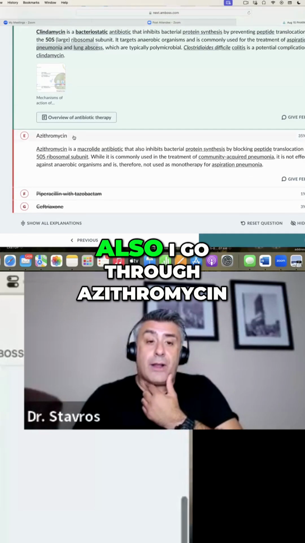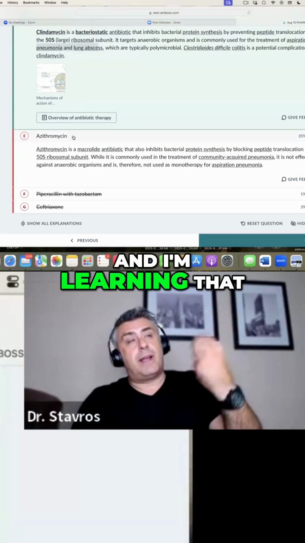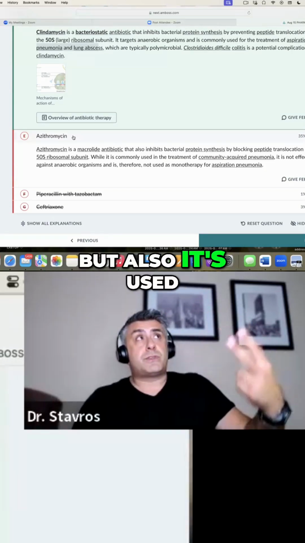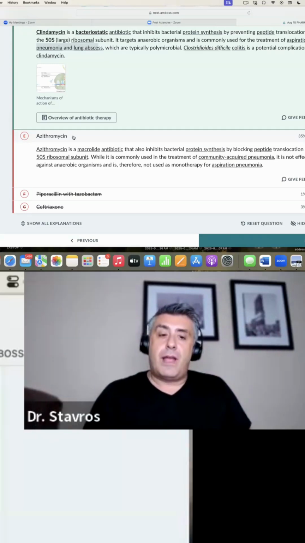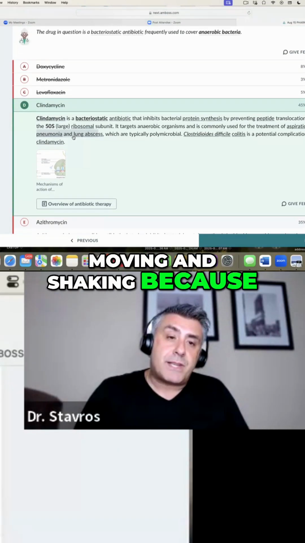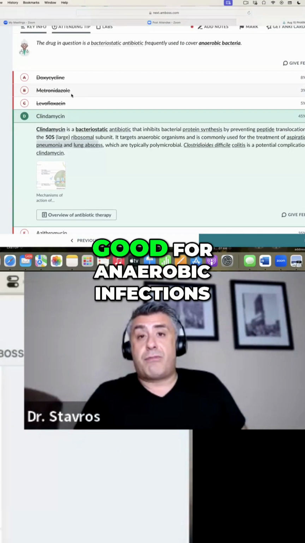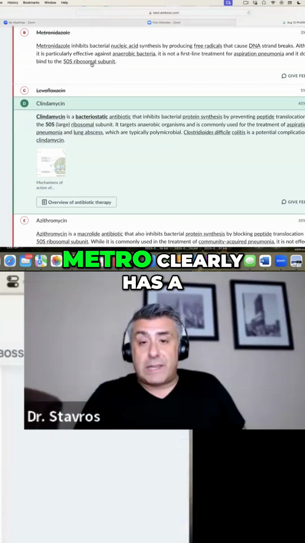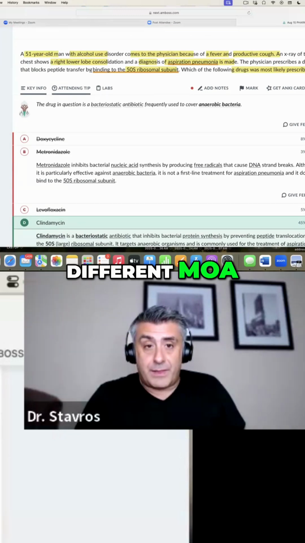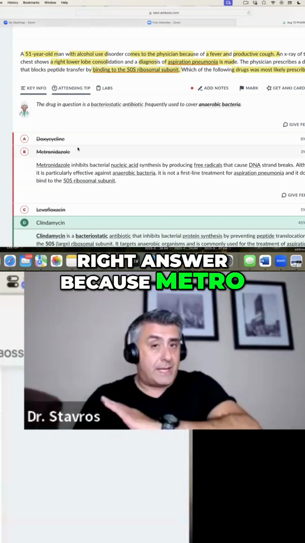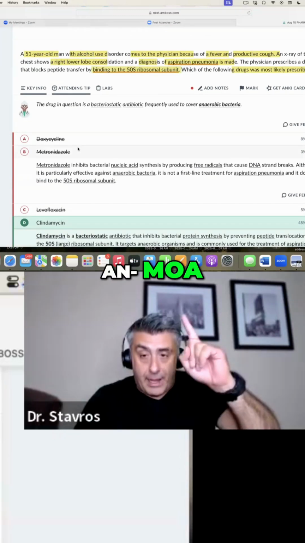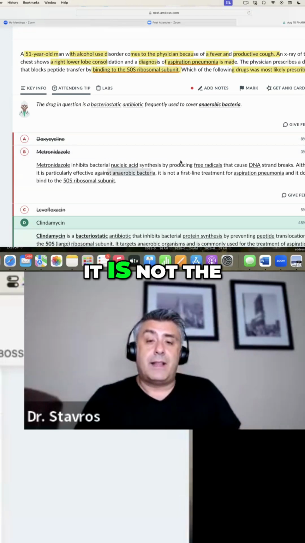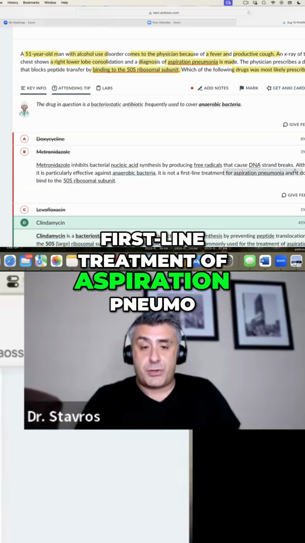Also, I go through azithromycin, and I'm learning that azithromycin is a 50S inhibitor, which now we know, but also it's used for community-acquired pneumonia. Wow. And then you keep moving and shaking, because guess what? Metro is also pretty good for anaerobic infections below the diaphragm. Boom. Metro clearly has a different MOA. So this is not the right answer because Metro is a whole different MOA. However, although it's particularly effective against anaerobic bacteria, it is not the first line treatment of aspiration pneumo.